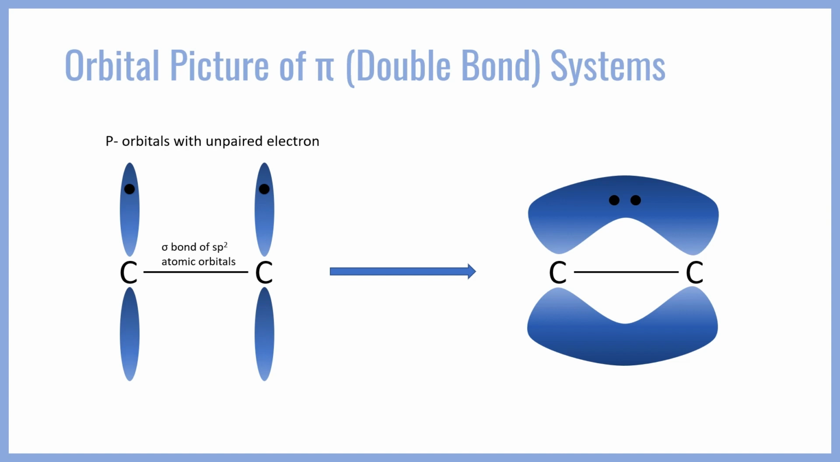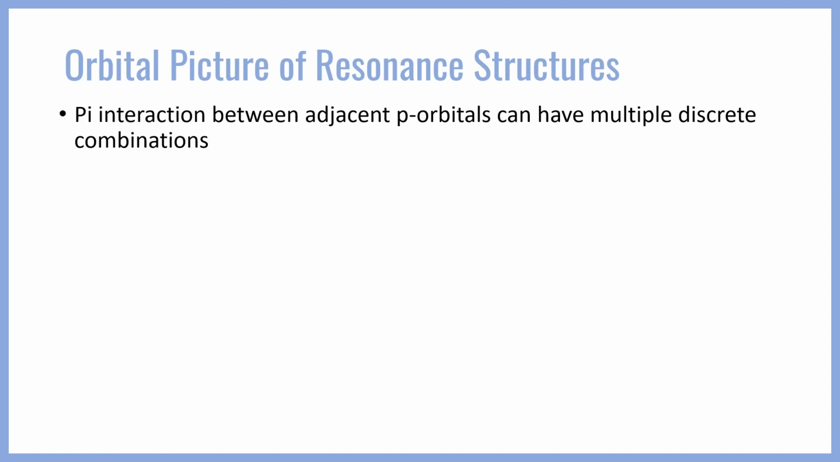Because that electron density is spaced out over the top, it leads to some pretty interesting effects. Specifically, the pi bond, or the pi interaction between adjacent p orbitals, can actually have multiple discrete combinations. There are multiple ways that we can put together those parallel p orbitals to form those overlapping pi bonds.